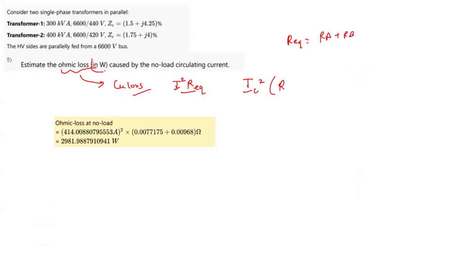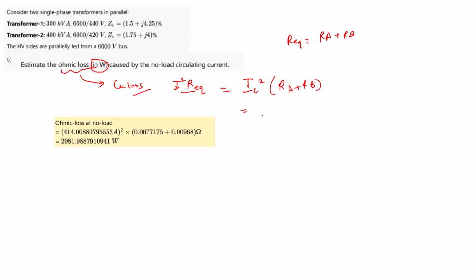If they would have asked some other loss, like the reactive power loss, then you would have taken I square X equivalent, where X equivalent would have been XA plus XB. Here it is RA plus RB.